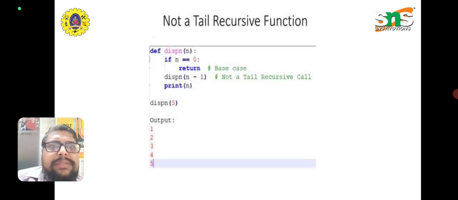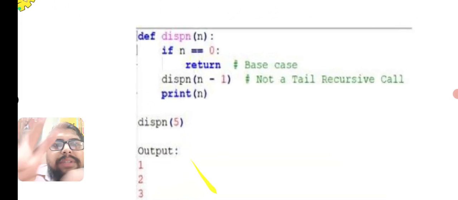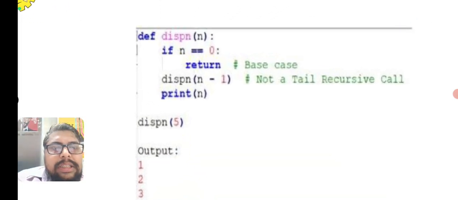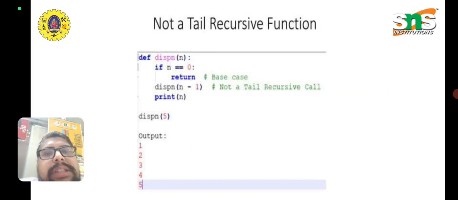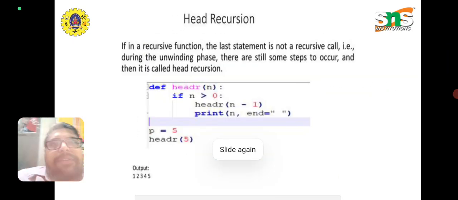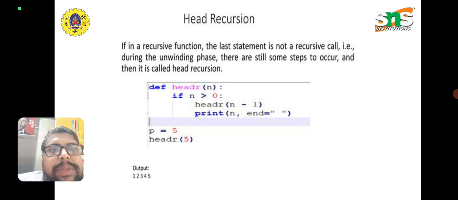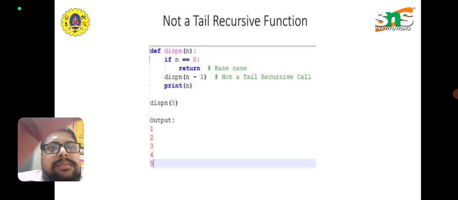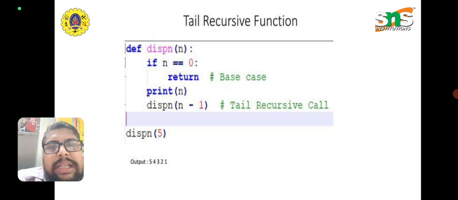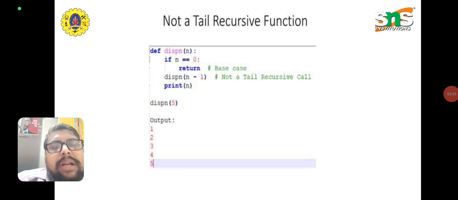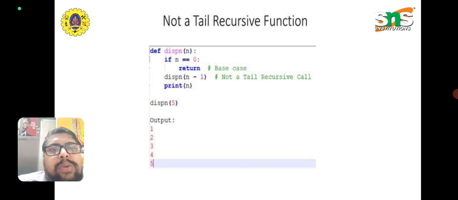As for a non-tail recursive function, here we have a recursive call placed above the printing statement. It is not a tail recursive function. When we place the recursive call after the printing statement, it is called a tail recursive function. When we place the recursive call above the printing statement, it is called a non-tail recursive function. So it prints the values 1, 2, 3, 4 and 5.